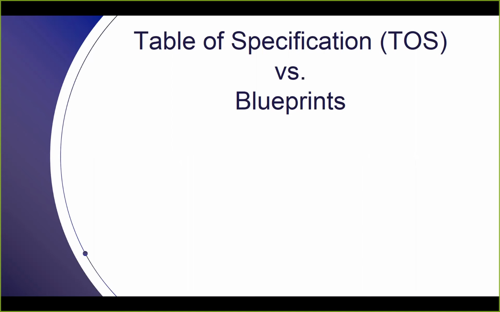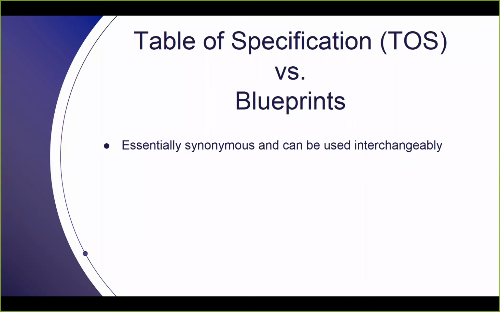Okay, so we want to talk a little bit about the table of specifications, or TOS, versus blueprints. We've decided specifically to use the word blueprints with the new science test, mostly because the old TOS and the new blueprints are very different from one another. But essentially, TOS, table of specifications, and blueprints are synonymous and can be used interchangeably. So this is the information we're giving you about what's on the test. Selected blueprint, like I said, because of the differences.